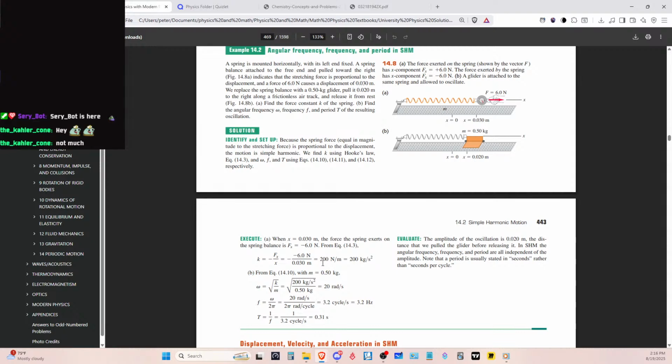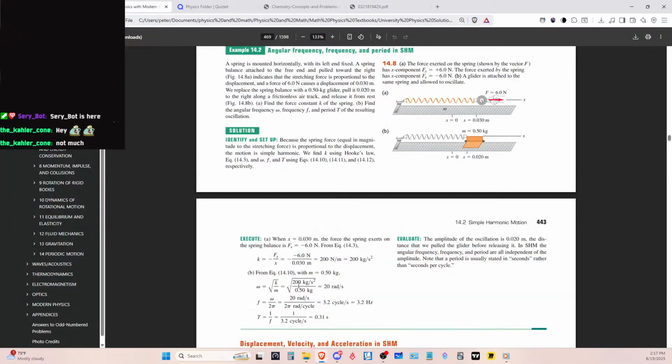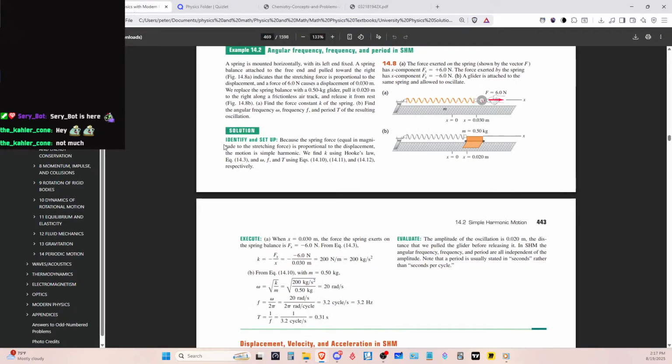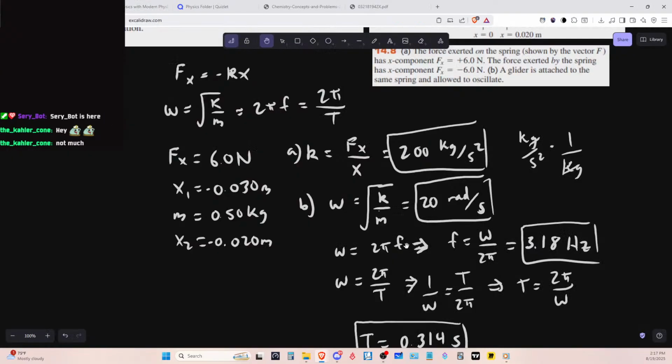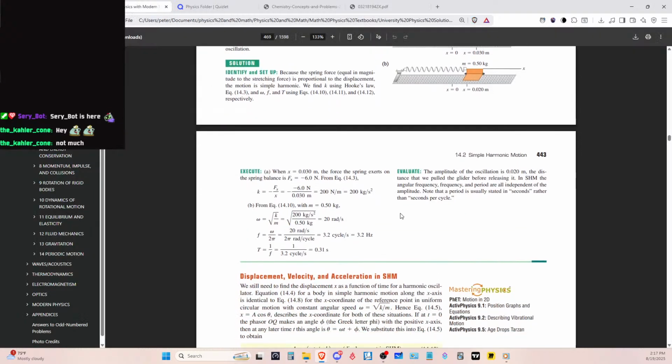Okay. So we got 200, yeah, that's 200 kilograms per second squared. That's what we got. And then 20 rads per second. Yep, that's what we got. 3.2 hertz. Yep, that's what we got too. So that is right. Okay, so everything we did is right.